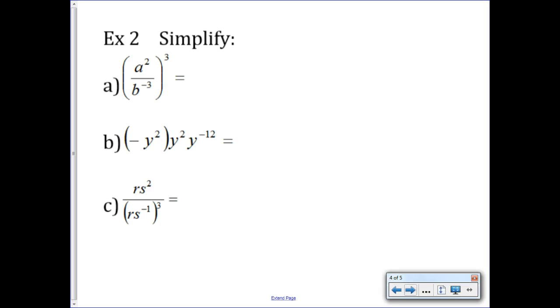All right, getting a little more challenging here, adding a little more to this. So a to the 2nd to the 3rd. We're going to multiply, so a to the 6th over b to the negative 3 to the 3rd. So negative 3 times 3 is b to the negative 9. That negative, though, we want to make it into a positive. If it's already in the denominator, we're going to be able to raise it up into the numerator to make it a positive. So a to the 6th, b to the positive 9.